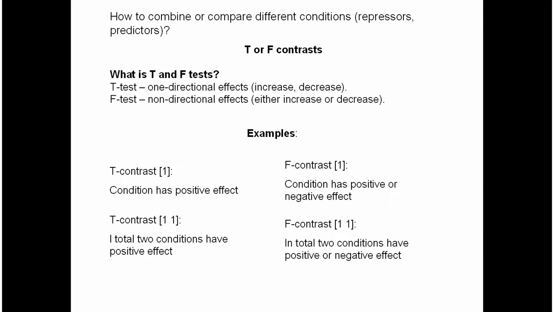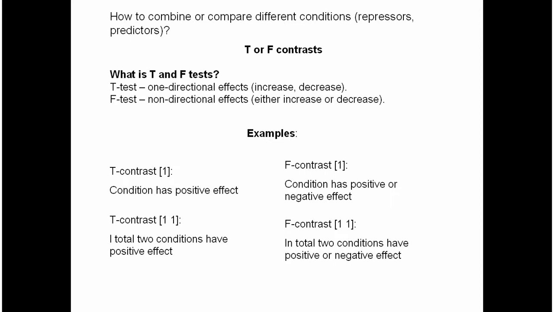A T-test shows one-directional effects, either increase or decrease of something with respect to something. It is much less flexible in this way, but more sensitive.